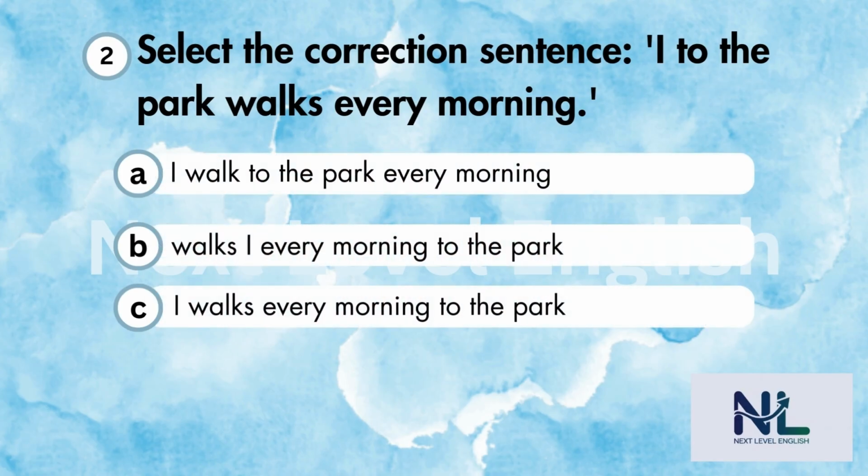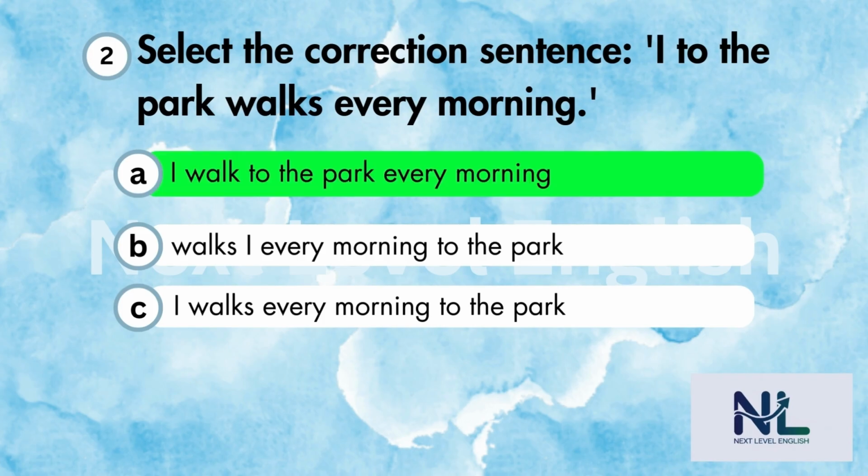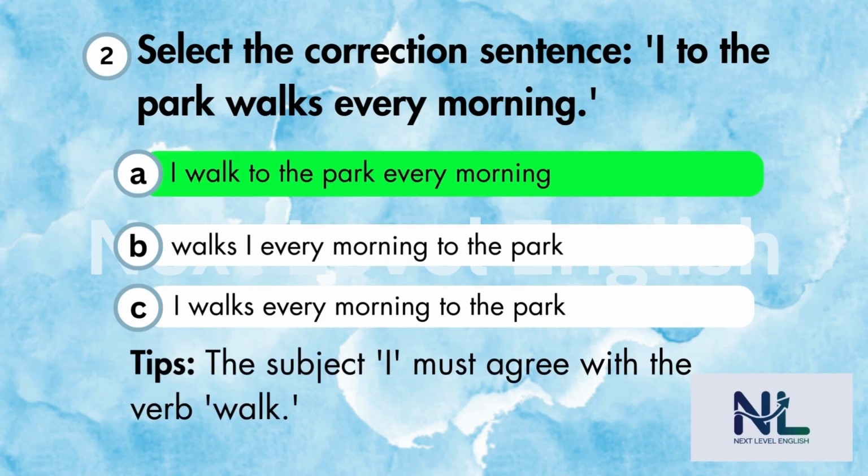2. Select the correct sentence. I to the park walks every morning. I walk to the park every morning. Tips: the subject I must agree with the verb walk.